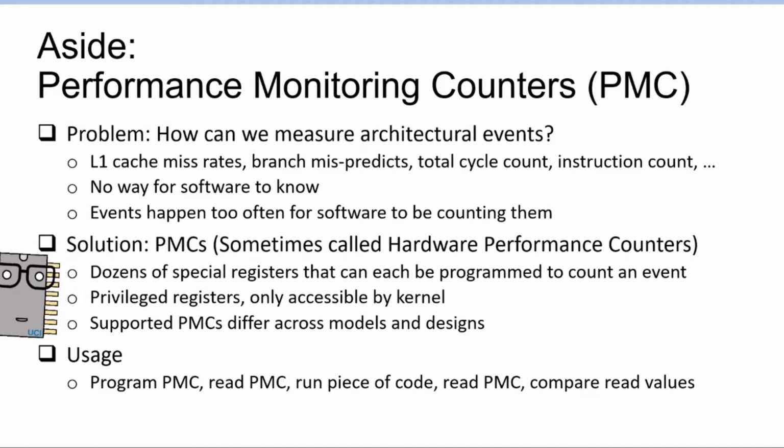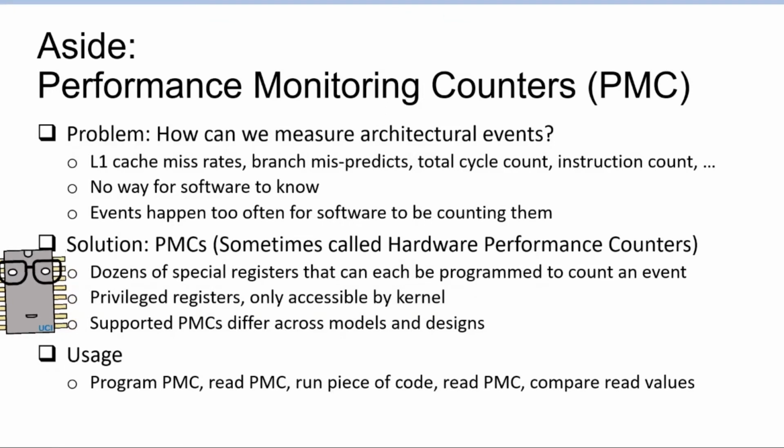These are privileged registers, meaning they can only be accessed by the kernel when it's running in supervisor mode. So if a user thread or user process tries to run assembly code to access these registers, it will cause a protection fault, an access fault.